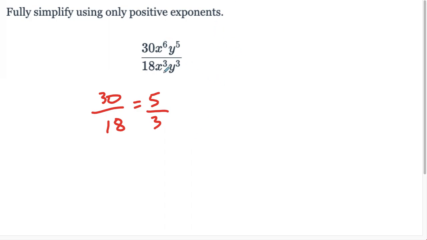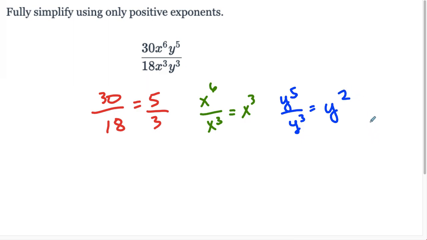So now we're going to move on to our x's. So x to the 6th power divided by x to the 3rd power. Since the numerator is larger than the denominator, I can go ahead and subtract. So 6 minus 3 becomes 3. Okay, and then we have y to the 5th power divided by y to the 3rd power. Again, the same idea. Since the numerator's exponent is greater than the denominator's exponent, then I'm going to get a positive exponent of y squared when you subtract.